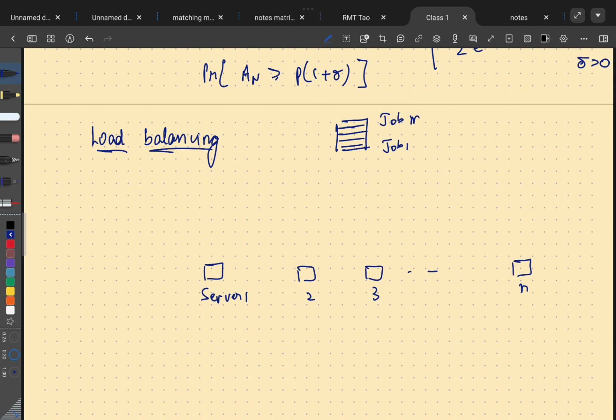So job 1 up to, let's say, m jobs. You don't know beforehand how many jobs are going to come. And the problem in load balancing is to allocate these jobs to the servers such that no single server has too many jobs. Ideally, you want to allocate it in as uniform a manner as possible. So as and when jobs come, you want to allocate them to different servers. Right, so that's the goal.